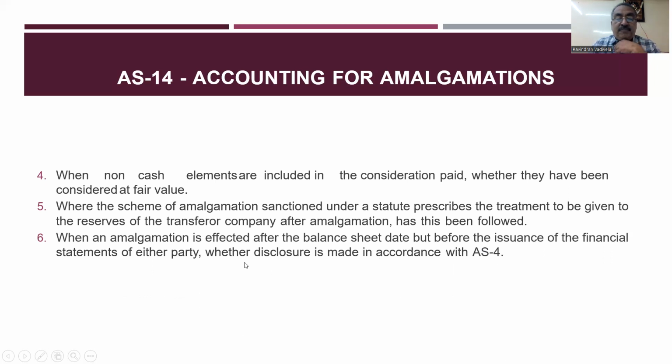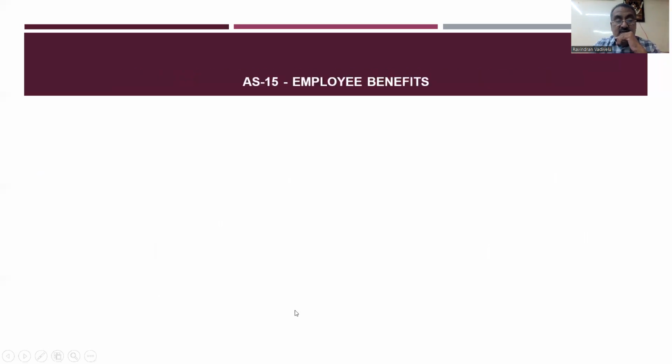When an amalgamation is effected after the balance sheet date but before the issuance of the financial statements of either party, the practice unit checks whether disclosure is in accordance with AS 4. AS 4 is indirectly about events occurring after the balance sheet date. If there is an amalgamation after the balance sheet but before you sign the financial statements, whether it has a direct impact on the last year has to be seen by the practice unit.